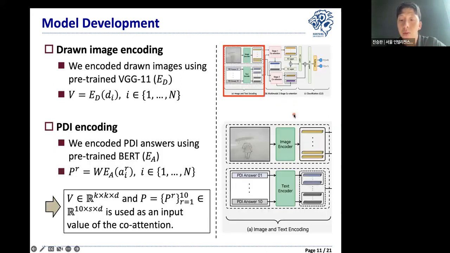From now, I will explain the detailed process of our model. We encode the drone images using pre-trained VGG11 and PDI answers using pre-trained BERT. The output values of these encoding stages are entered into the input of the stage 1 co-attention model.